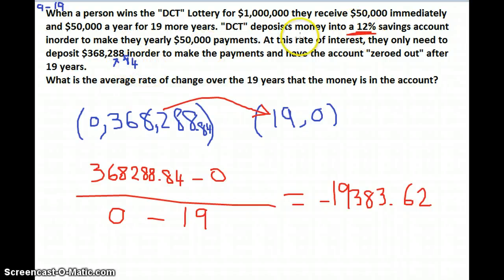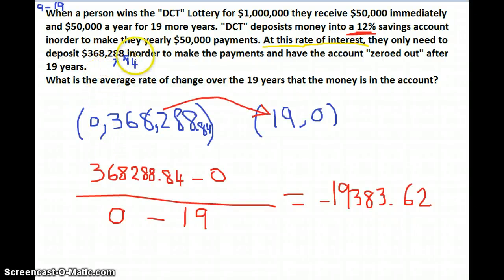Alright, so in this sentence right here, it continues. In this sentence, at this rate, they only need to deposit 368,000. I hope the video doesn't crash on me again. It's doing weird stuff, but okay.